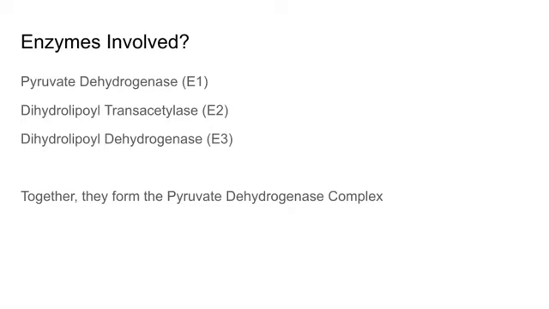Now the enzymes involved, we'll have three main enzymes. So the first one is going to be pyruvate dehydrogenase. The second enzyme is going to be dihydrolipoyl transacetylase, and the third enzyme is going to be dihydrolipoyl dehydrogenase. And now together, these three enzymes will form the pyruvate dehydrogenase complex.